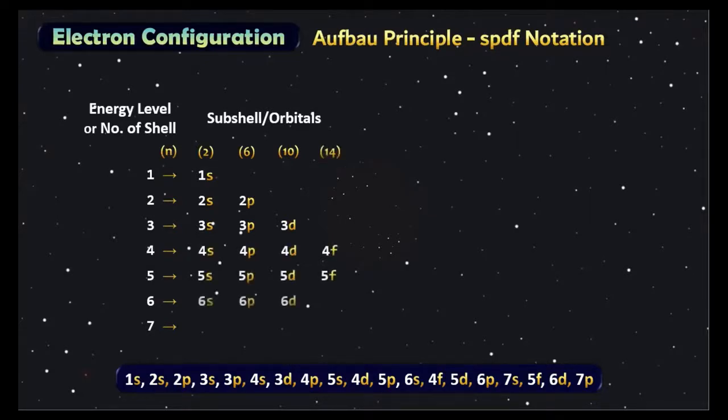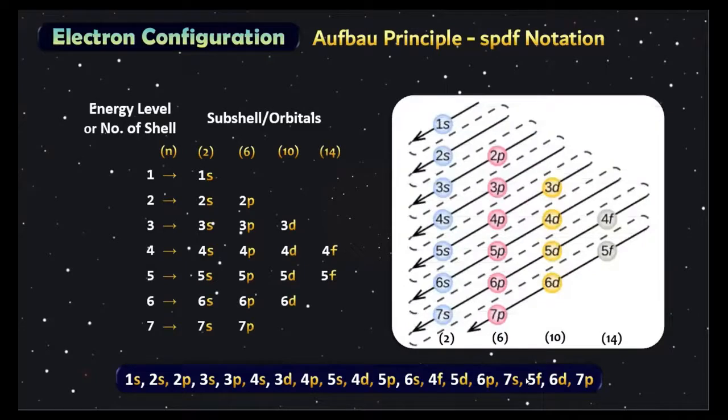So this is the pattern for us to get the SPDF notation. And the order would not be by row but slanting from upper right to lower left. So take note, 1s, next is 2s, next would be 2p and 3s, then 3p, 4s, 3d, 4p, 5s, 4d, 5p, 6s. So that is the direction, and then we can come up with this SPDF notation.